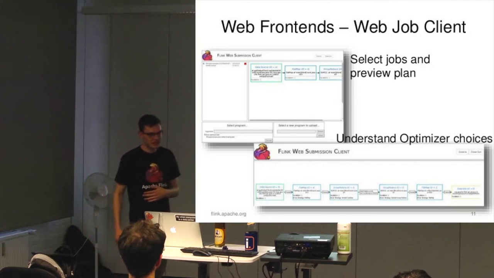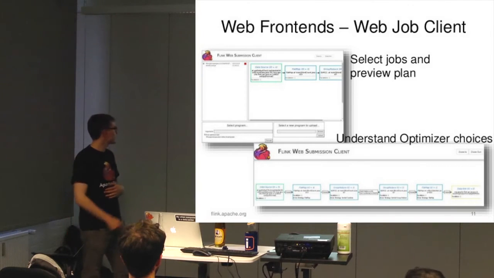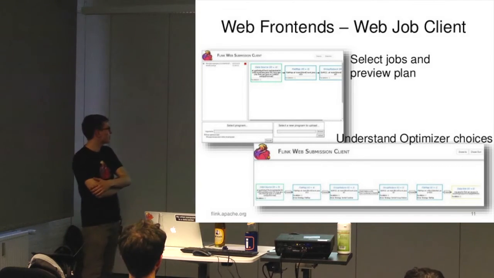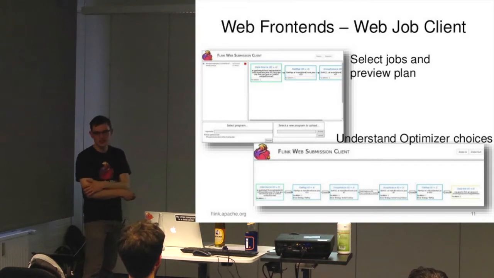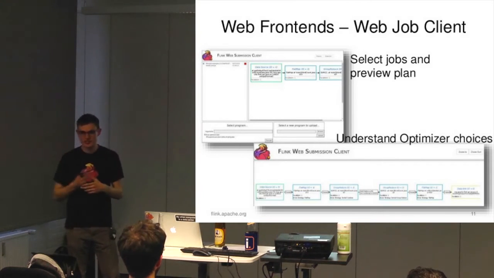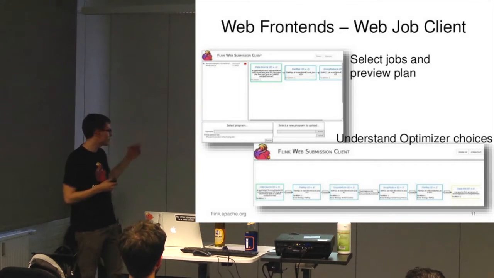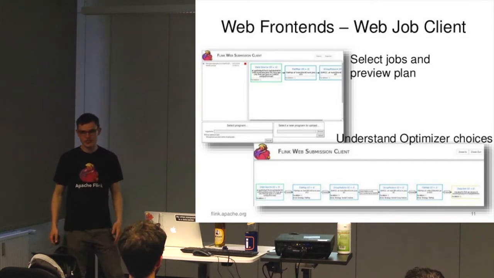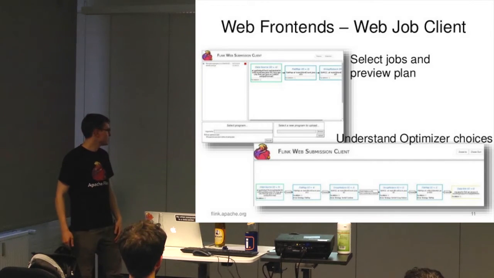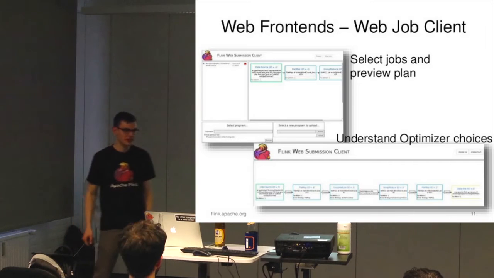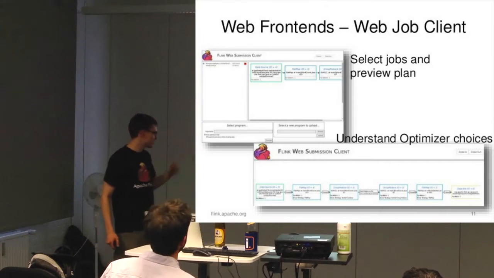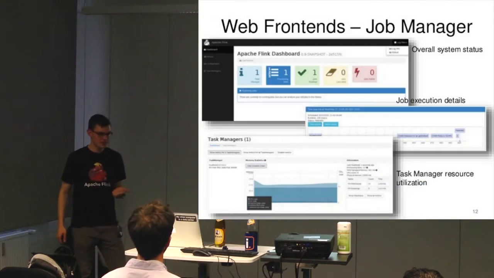Oh yeah, I thought I had some screenshot for this web job client. So there you can see, here is the job that I've uploaded. Here is a preview of the job. Here you can also see the optimizer choices. So there you can see the different strategies that Flink has come up with for executing your job efficiently. So that's a very neat utility when you understand the internals of database systems.